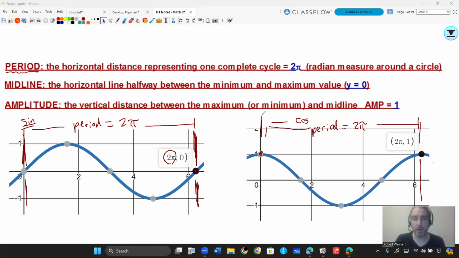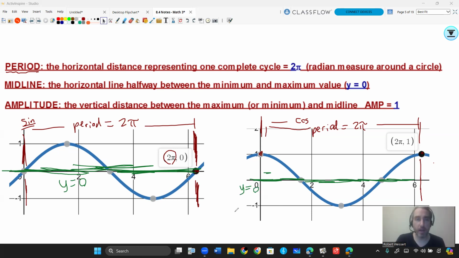Now, sine and cosine functions also have a midline. The default midline is always going to be the x-axis. We can shift that up or down. But for right now, that midline has to have an equation. So we say y equals 0. Y equals 0. That's the equation of the midline. Now, if I shift that up or down, I can change that midline to a different number. But the default is y equals 0.